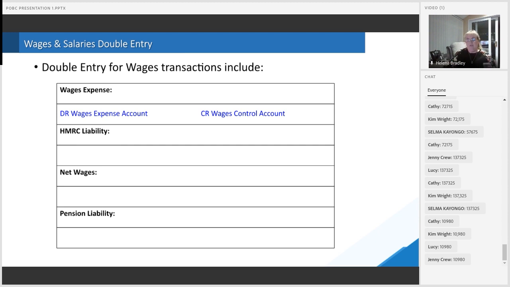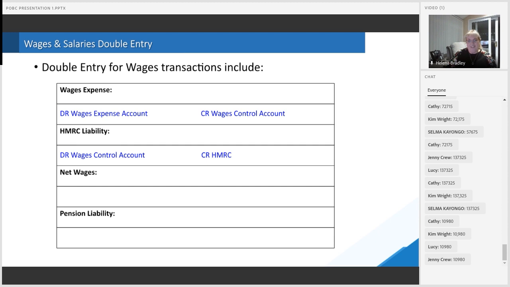I'm now going to record the liability I have to HMRC. So I'm going to debit the control, and I'm going to put that liability into the HMRC account, because that's ultimately where that money's got to go. So debit the control, credit HMRC to record that liability.